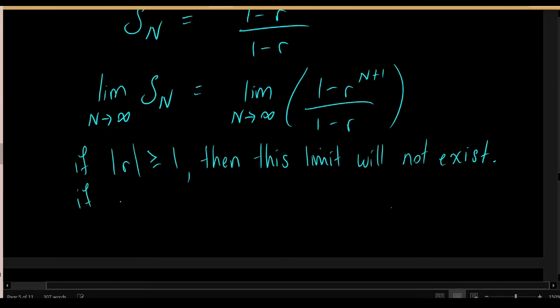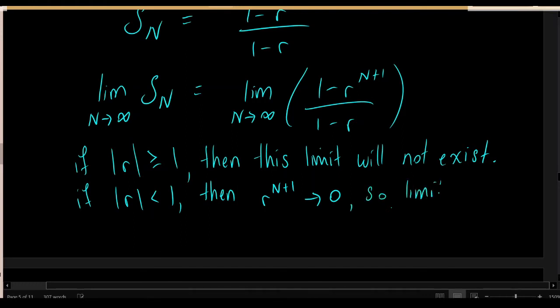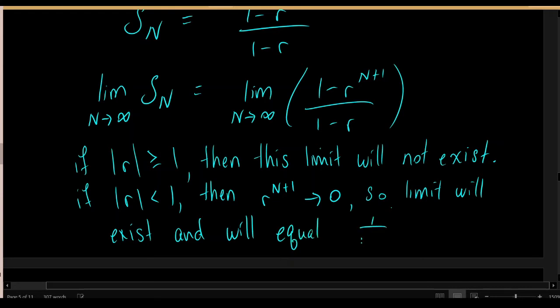But if r is smaller than 1 in magnitude, then the r to the n plus 1 vanishes, because we're taking something like 1/2 or 1/4 to increasingly large powers. So the limit will exist, and it will equal 1 over 1 minus r. So that is the rationale behind the theorem on convergence of geometric series.